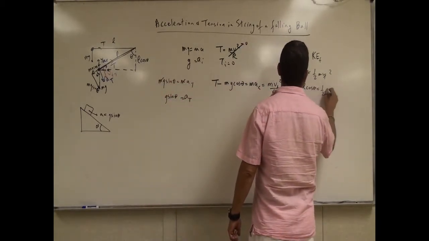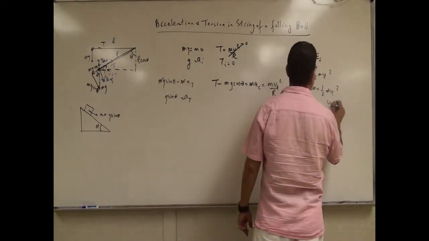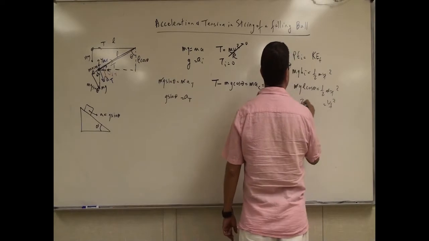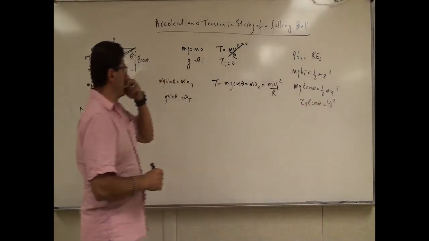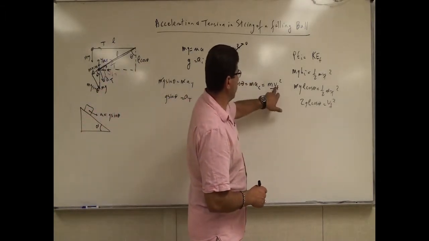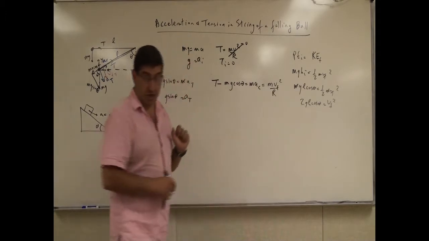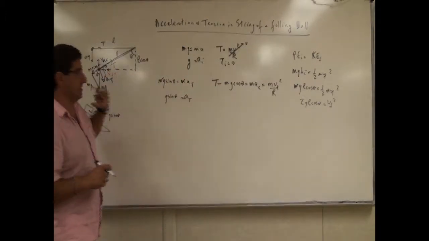And that's equal to half m v final squared, and then the m and m cancel, v final squared is going to be 2gL cosine theta, okay? So then if we put that final squared velocity into here, that gives us an expression for the tension in the string depending on what the angle is, right?